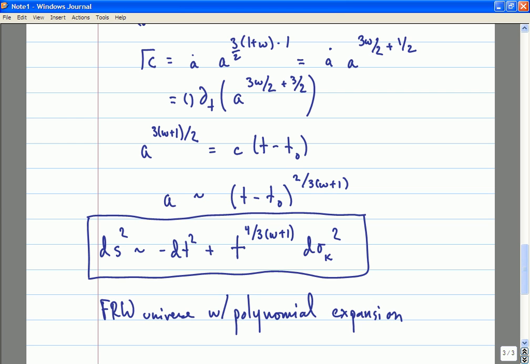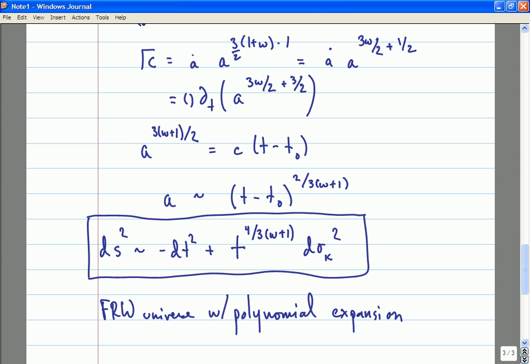So you can see that as the equation of state parameter increases, the expansion will be slower. If w is very large, such as for radiation, then it'll be t to some rather small power as compared to larger powers if the equation of state parameter is less. So radiation will make the universe expand less than will dust, which in turn will make the universe expand less than will curvature, and that in turn will make the universe expand much less than a cosmological constant.